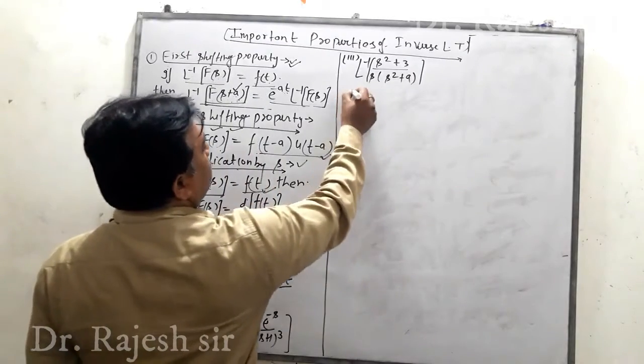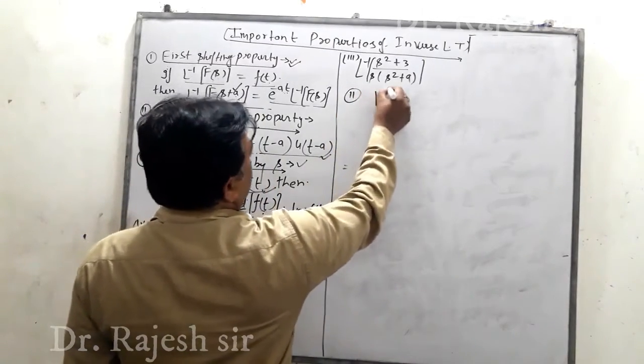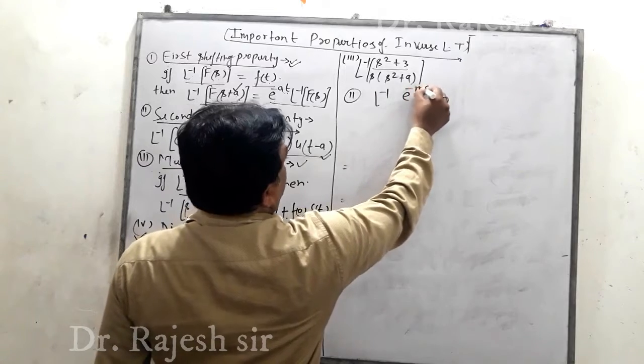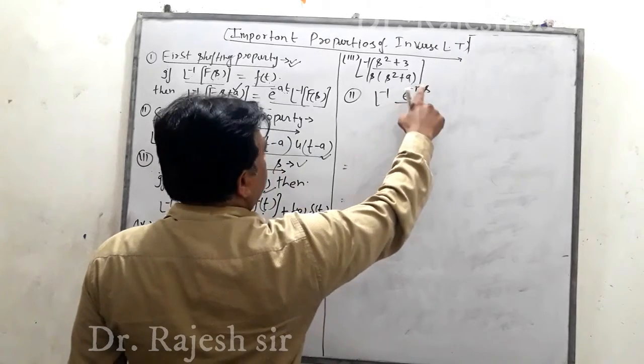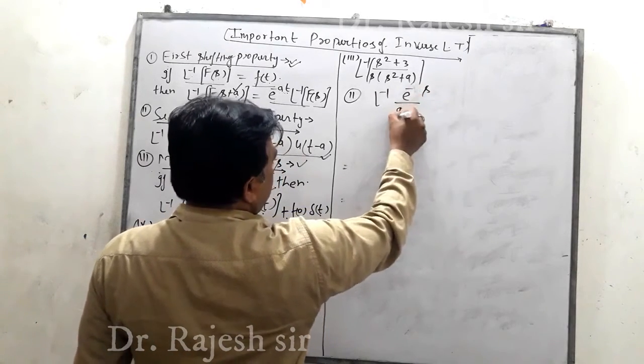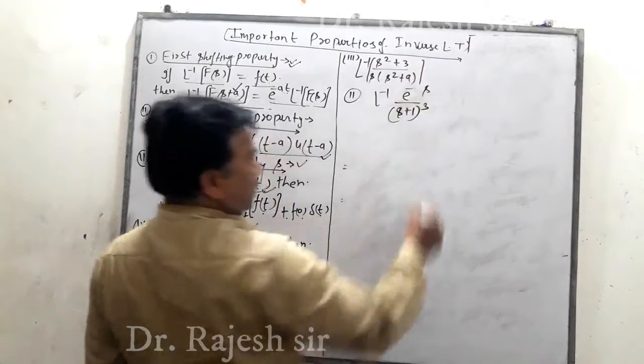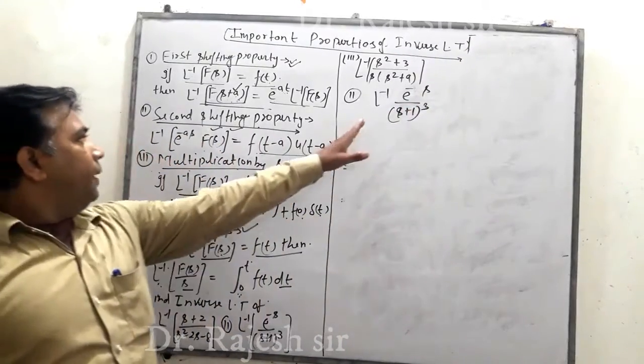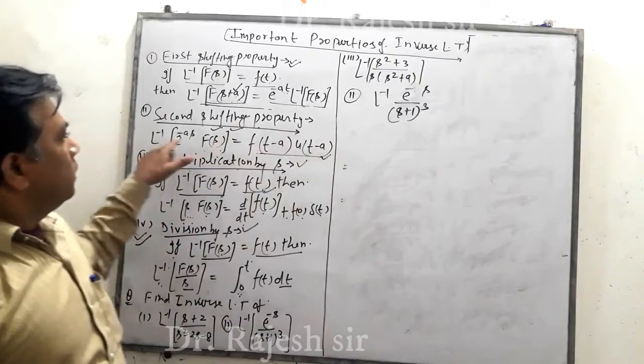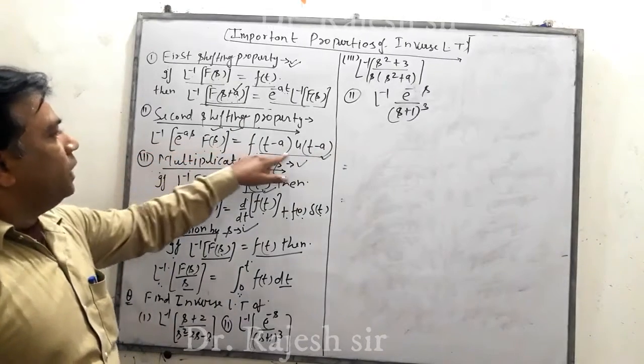Second question. L inverse of e to the power minus pi s upon s plus 1 to the whole cube. This question depends upon the second shifting property.